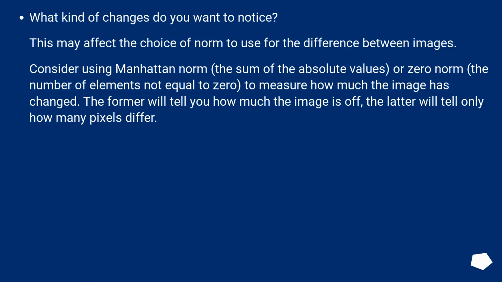What kind of changes do you want to notice? This may affect the choice of norm to use for the difference between images. Consider using Manhattan norm, the sum of the absolute values, or zero norm, the number of elements not equal to zero, to measure how much the image has changed. The former will tell you how much the image is off, the latter will tell only how many pixels differ.